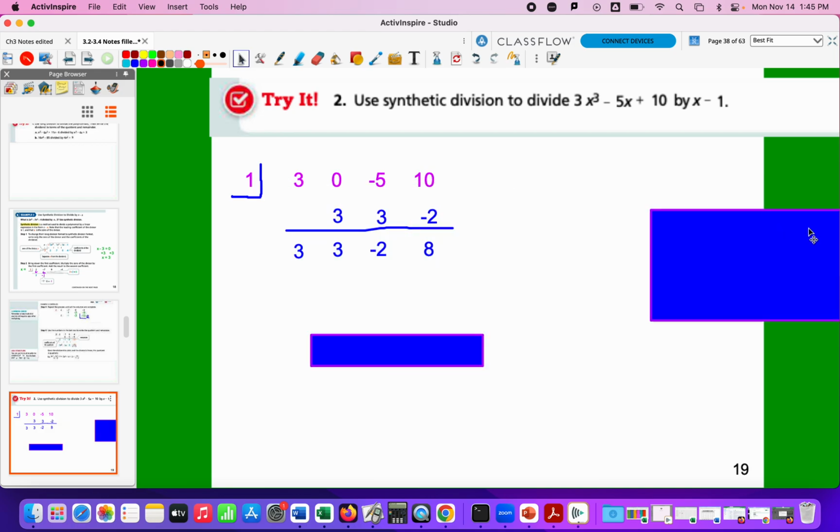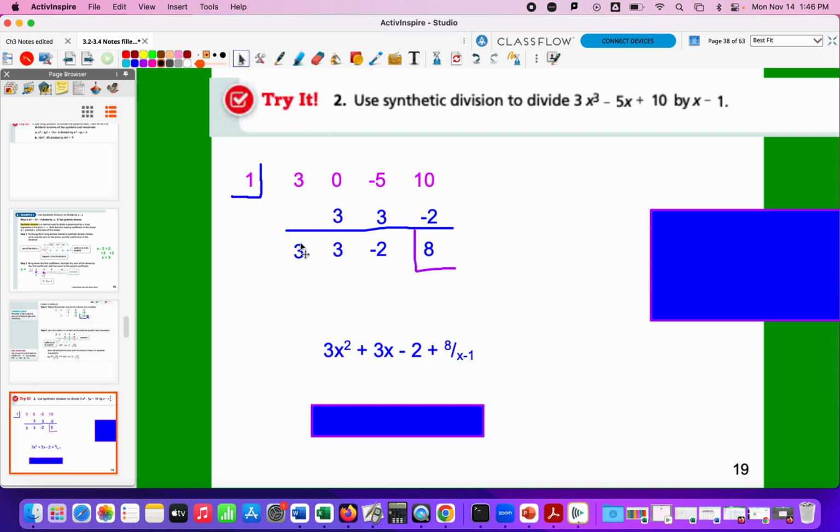Let's work this out. Okay, 3 drops down, 1 times 3 is 3. Add your column, 0 plus 3 is 3. Multiply outside, 1 times 3 is 3. Add your column, negative 5 plus 3 is negative 2. Multiply again, 1 times negative 2 is negative 2. Add this column, and the last number is always your remainder. So we'd end up with an answer like this. This would be 1 power lower, so we had an x cubed, so 3x squared plus 3x minus 2 plus 8 over x minus 1.